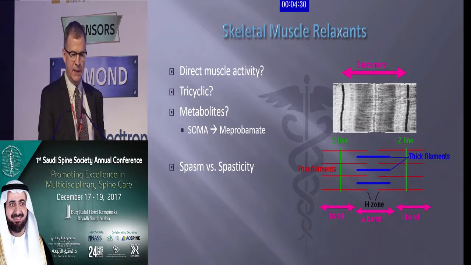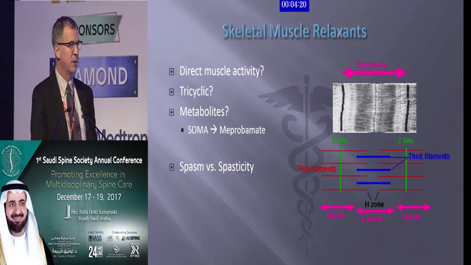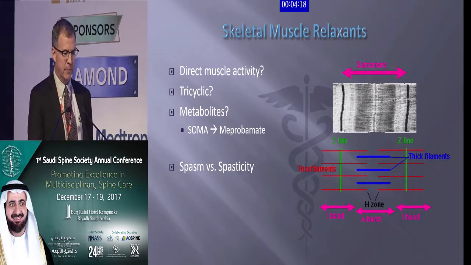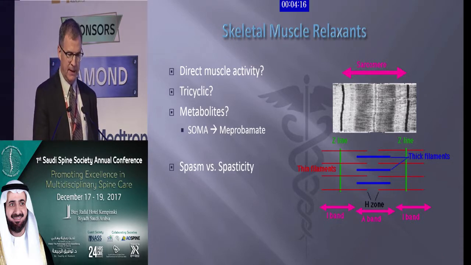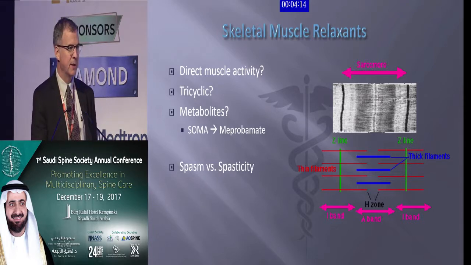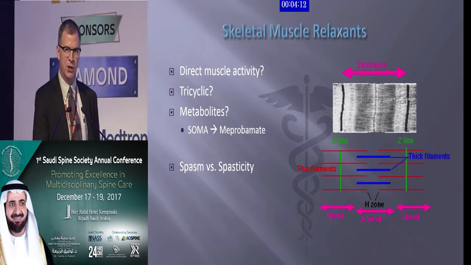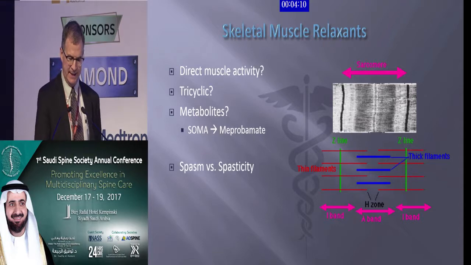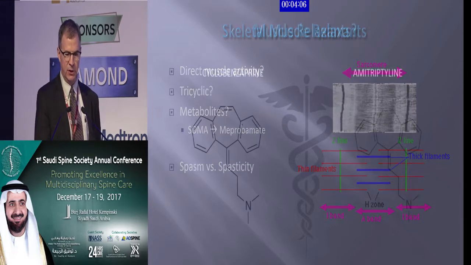Skeletal muscle relaxants are used commonly, but the question is whether or not they have direct muscle activity. Are they tricyclic in nature? What are the metabolites? So for example, one of the medications that has been used in the past, Soma, has an active metabolite that's an anti-anxiety medication. And it really comes down to the definition of are you treating spasm or spasticity, and those are very different, with spasticity being the rate-dependent increase in tone.